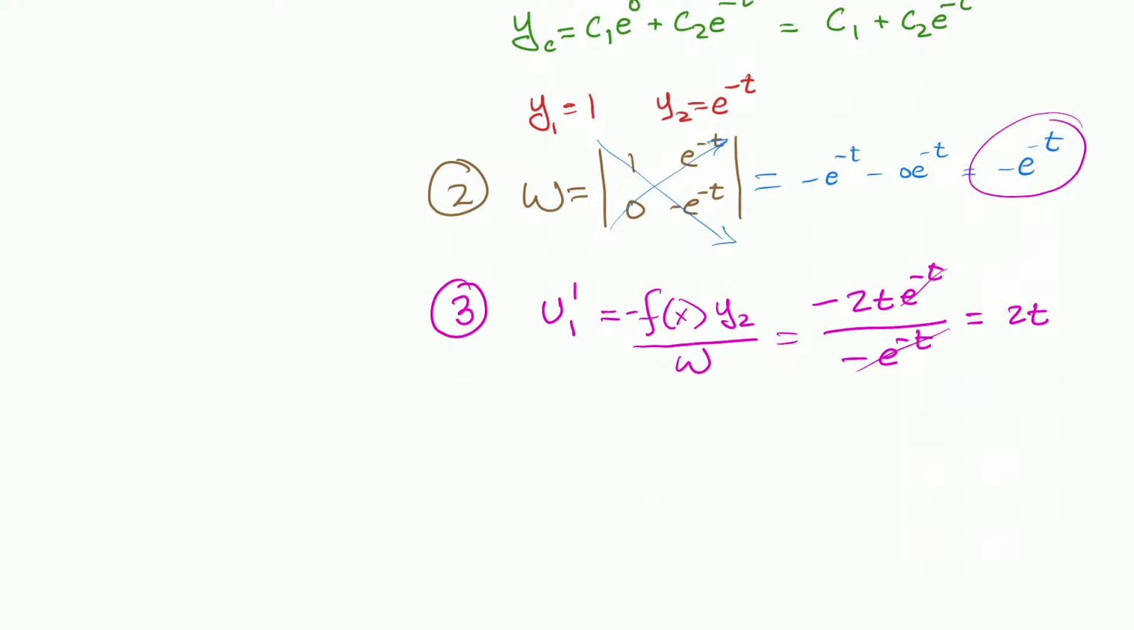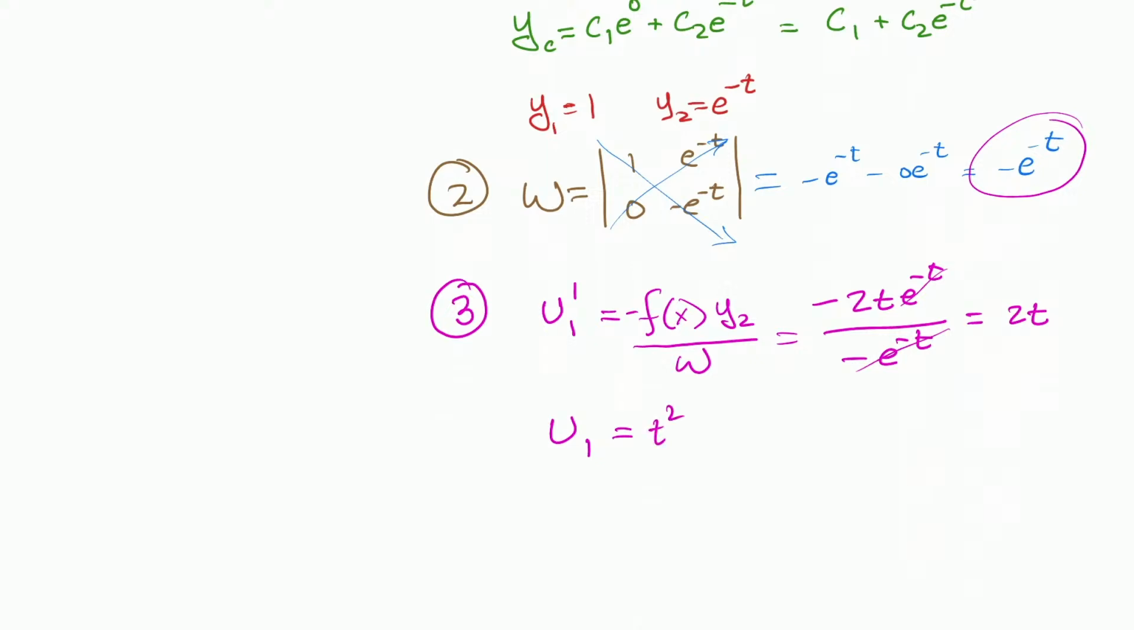Now notice that that's u1 prime, and so I'll bet you can tell me what u1 is without too much effort. So let me find someone. Cooper C, what's u1 if u1 prime is just 2t? Yeah, t squared. Very good.